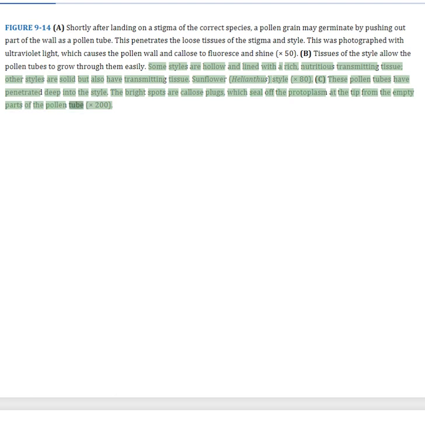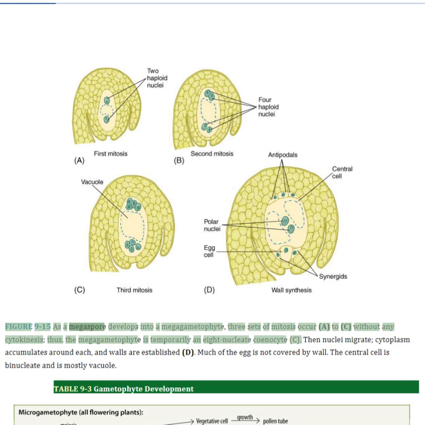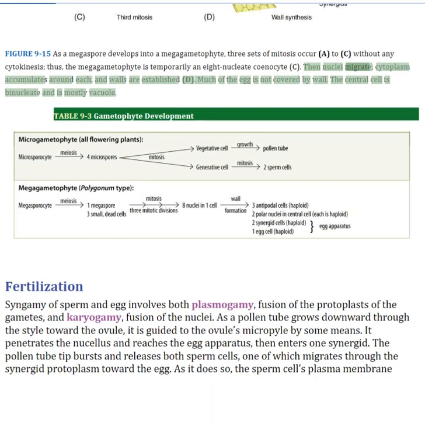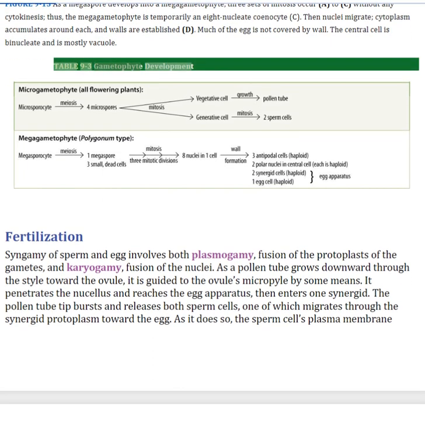The bright spots are callose plugs, which seal off the protoplasm at the tip from the empty parts of the pollen tube. Figure 9-15. As a megaspore develops into a megagametophyte, 3 sets of mitosis occur without any cytokinesis. Thus, the megagametophyte is temporarily an 8-nucleate coenocyte. Then nuclei migrate, cytoplasm accumulates around each, and walls are established. Much of the egg is not covered by wall. The central cell is binucleate and is mostly vacuole. Table 9.3: Gametophyte development.